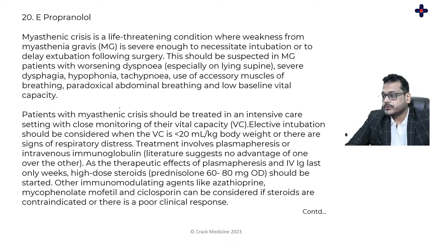Now, obviously, you should treat the patient with myasthenic crisis in an ICU or in an HDU setting at least, but ICU setting is preferred. And how do you monitor a patient of myasthenia in a crisis? You have to monitor their vital capacity. Okay, so vital capacity is the only way. That's how you're going to monitor the progression of the disease as well as the response to the treatment. Okay, both ways you have to monitor the VC, that is vital capacity. As soon as you encounter that the VC is going lesser than 20, you have to intubate the patient.